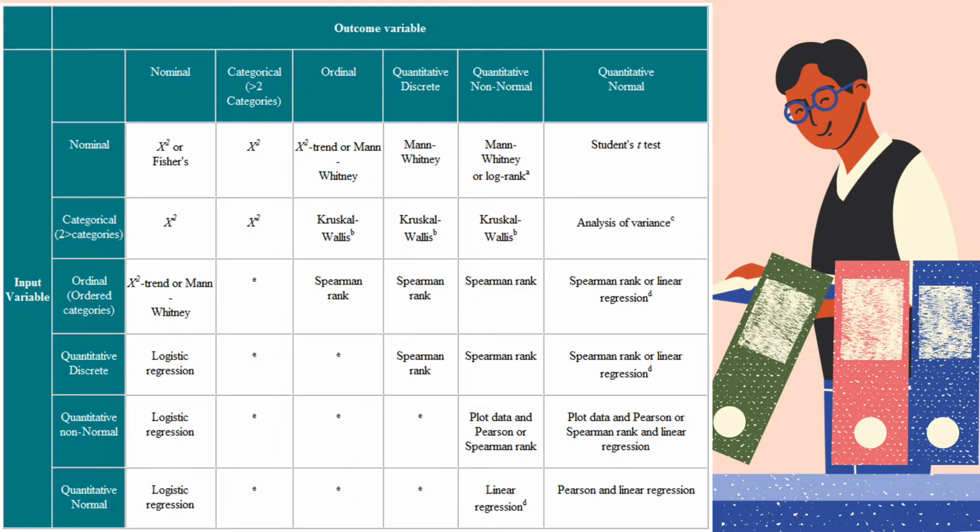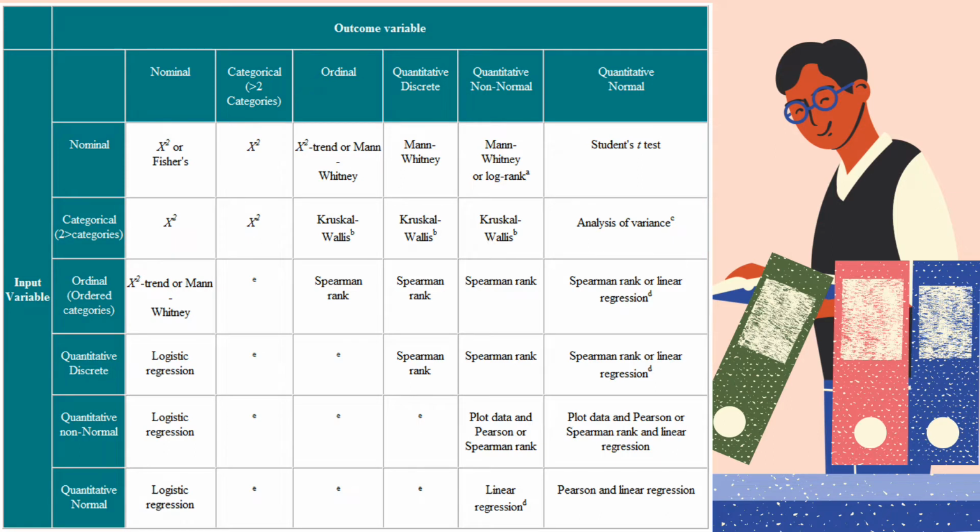both non-normal and normal. So once you have checked the type of your input variable and outcome variable, you can determine the most appropriate test for your study. So if, for example, your input variable is nominal and your outcome variable is also nominal, then you can use t-test.